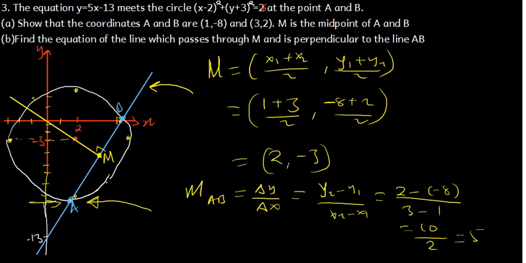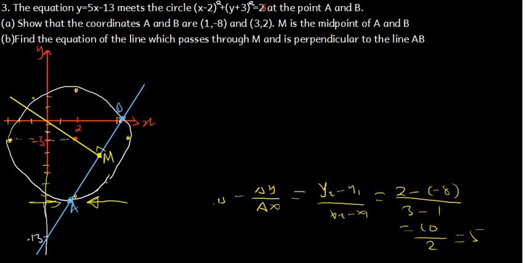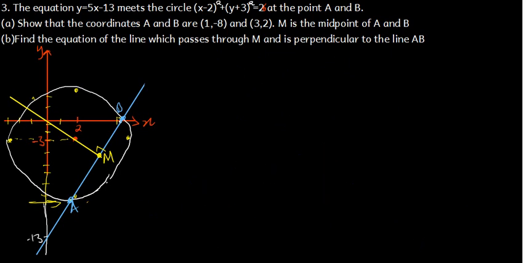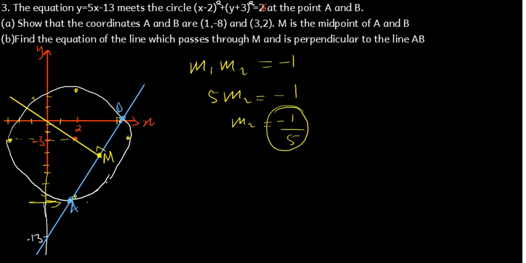Now since we know the gradient of this is 5, we can find the gradient of the perpendicular bisector of AB. This line passes through AB at the point M, and is making 90 degrees to AB. And so the product of the gradients m1 and m2 should give us -1. Always, that is a property when two lines are perpendicular. So m1 is 5, m2 is equal to what? -1 over 5. So this is the gradient.